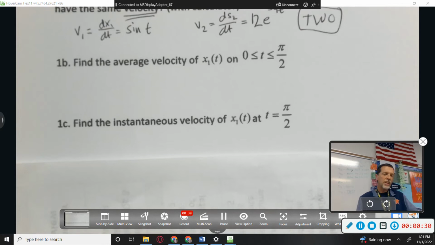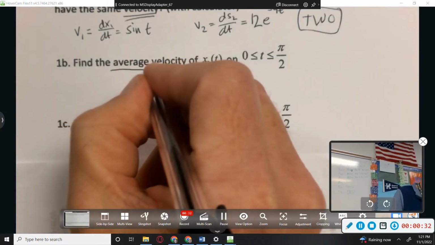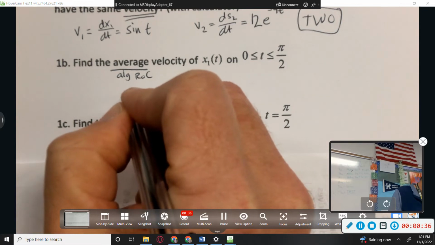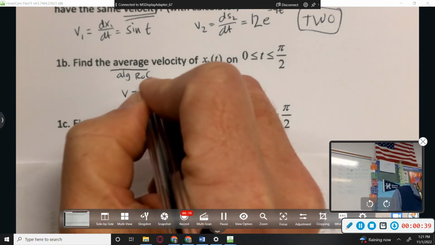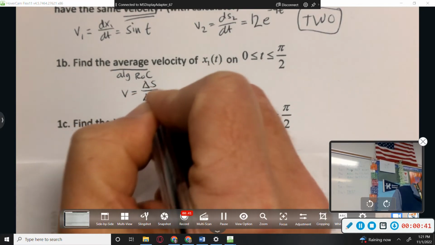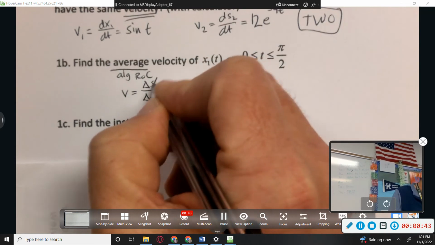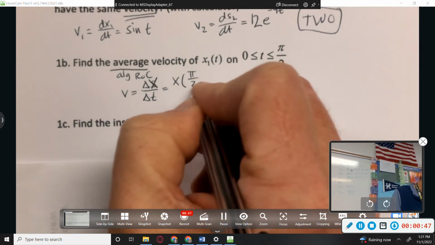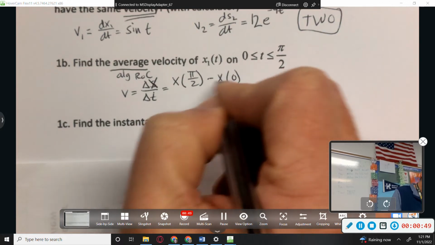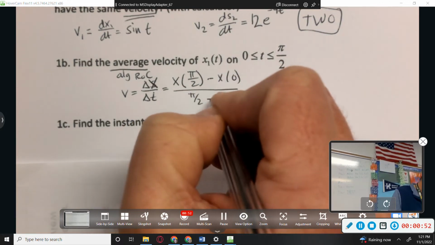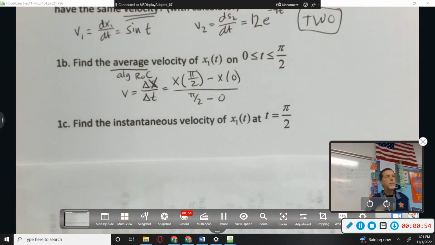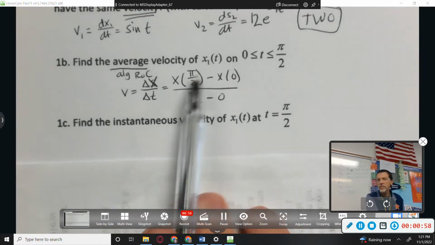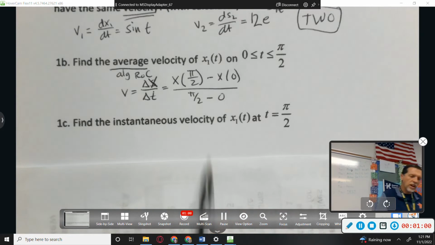So average velocity makes me think of algebra rate of change. So just good old slope. So change in s over change in t. Or I guess we're in x's here. So x at pi over 2 minus x at 0 over pi over 2 minus 0. That will be how far it moved, its displacement over change in time.